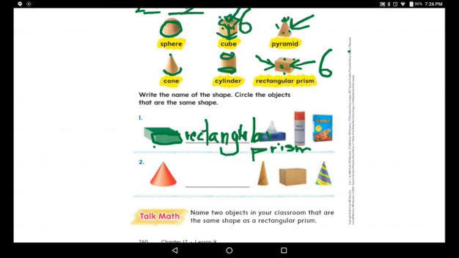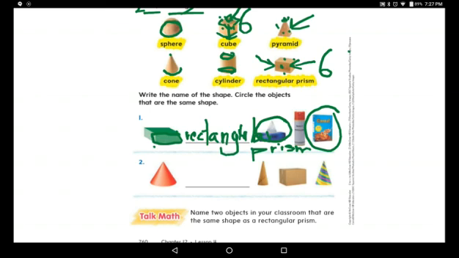Now let us circle the same shapes. Okay, look at the tissue box. What is it? It is a rectangular prism. It has rectangle faces, so we say rectangular prism. Now look at this spray. Sure, it is not a rectangular prism. It has no corners, no rectangular faces. Now look at the last one. It's a cereal box, so it's also a rectangular shape.